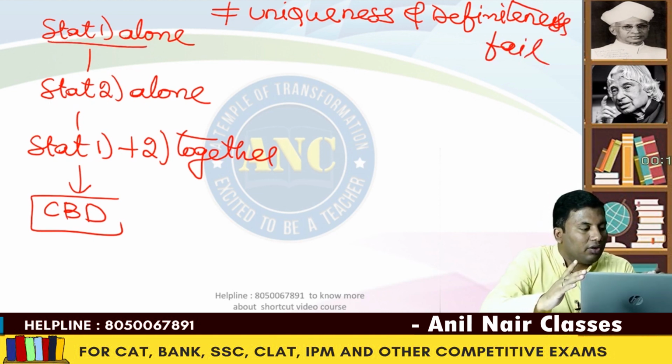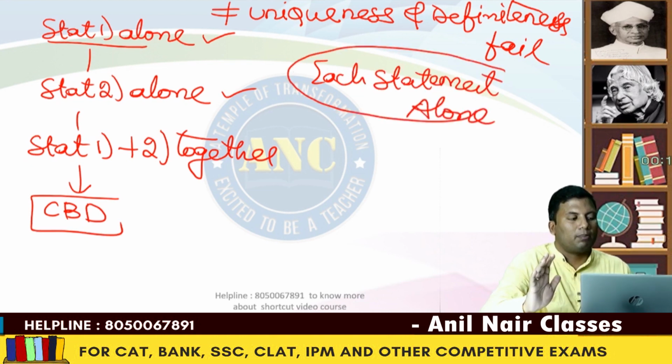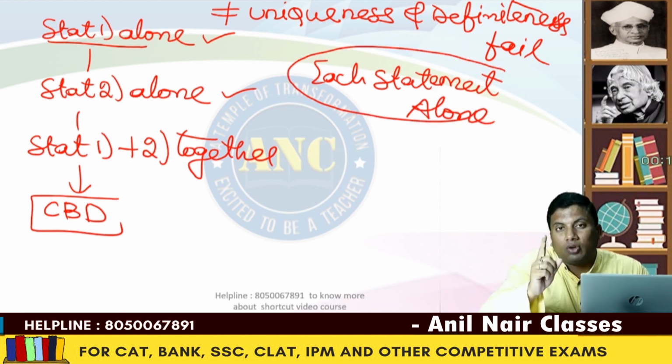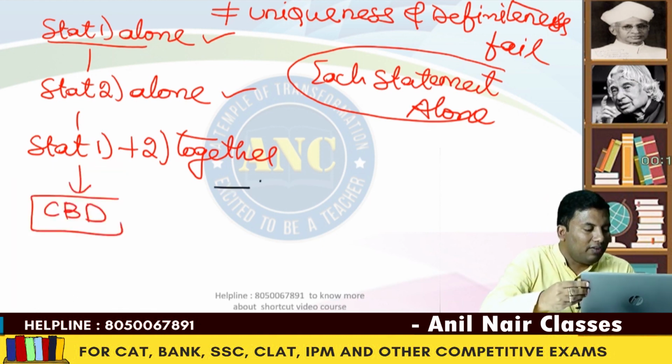If you got uniqueness earlier, then the answer can also be each statement alone. Each statement alone is also possible. Once you solve problems, you will understand. I hope the idea is clear. What are the important key points? Always look for uniqueness and definiteness.